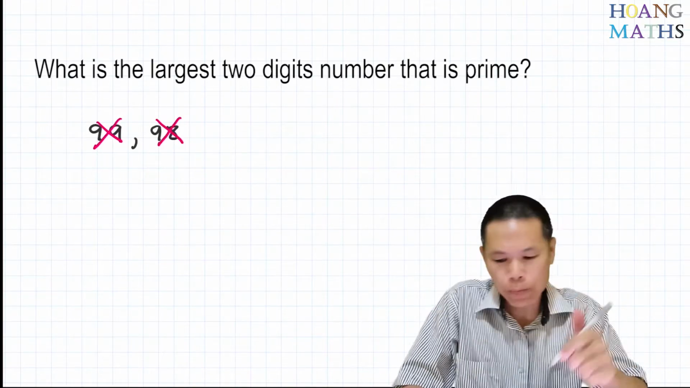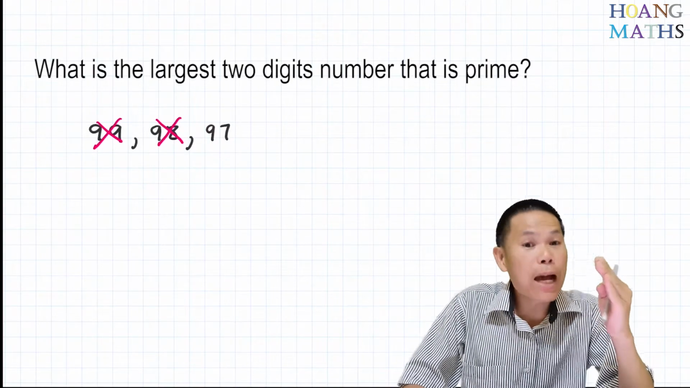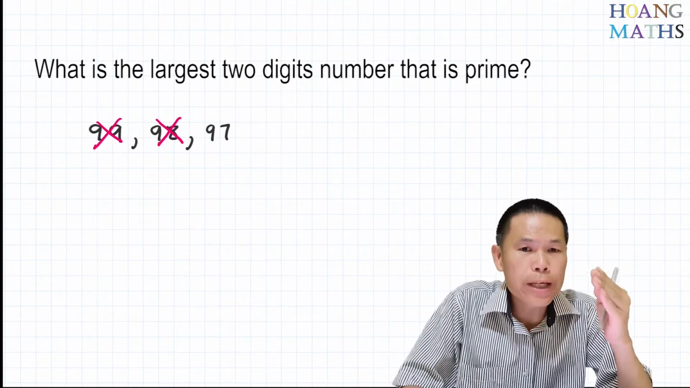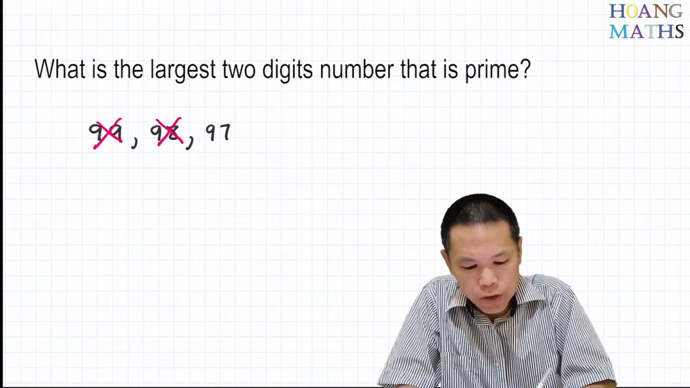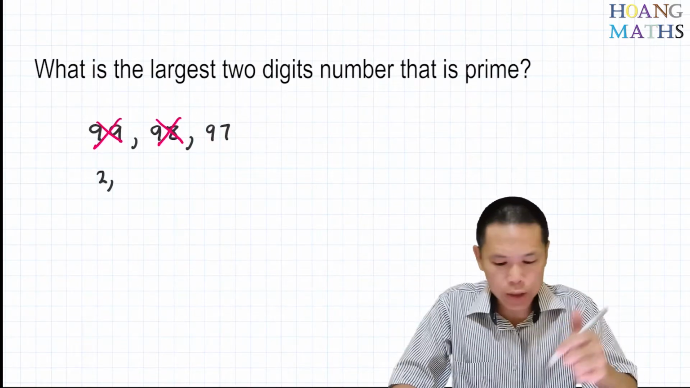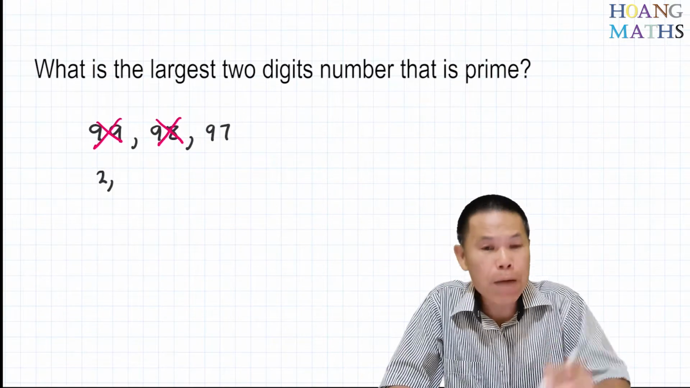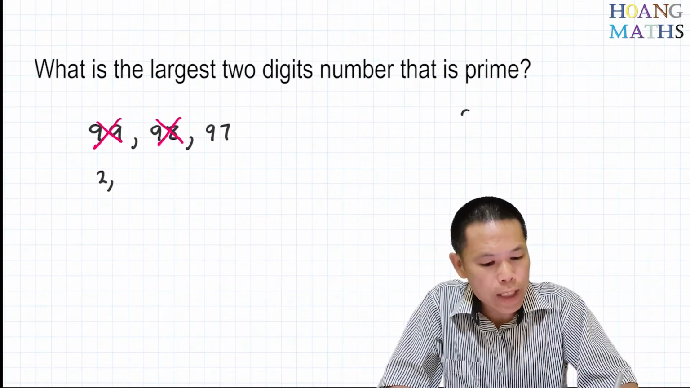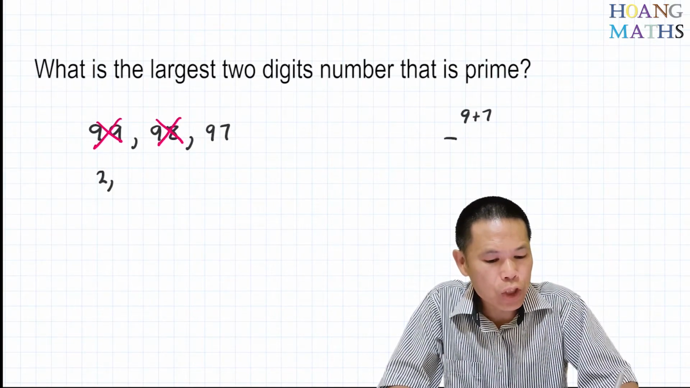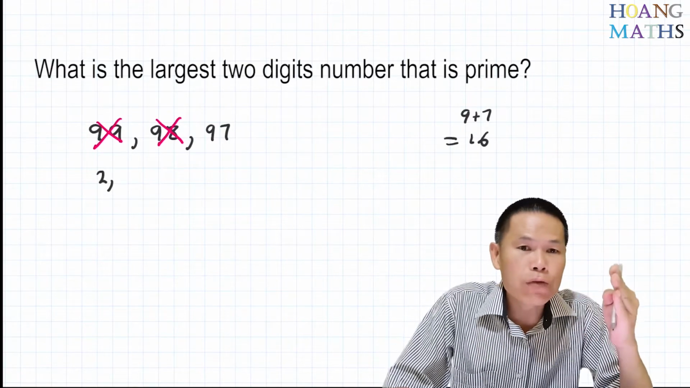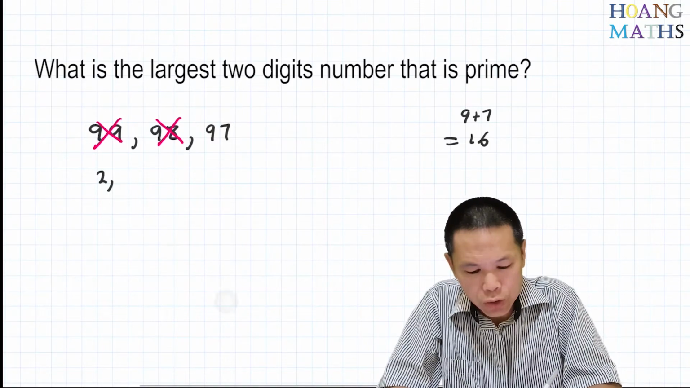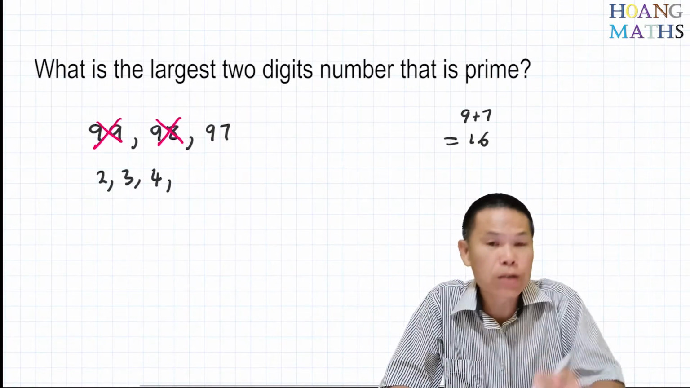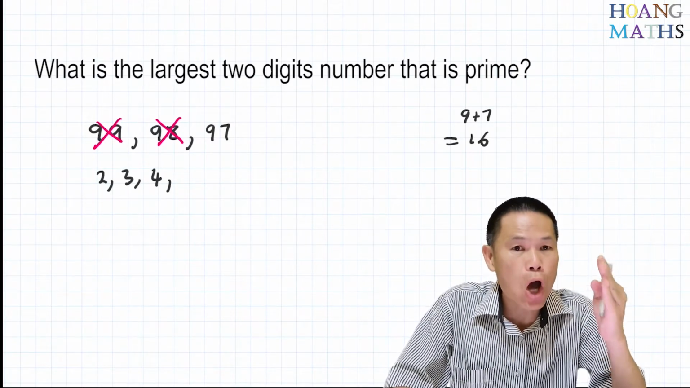And the next one, 97. Now 97 is possibly a prime number, but we have to test it. So we know that it's not divisible by 2 because it's odd. And if we add 9 plus 7, which gives me 16, it's not divisible by 3 and not divisible by 9, right? So not 3, and we know it cannot divide by an even number because it's an odd number.